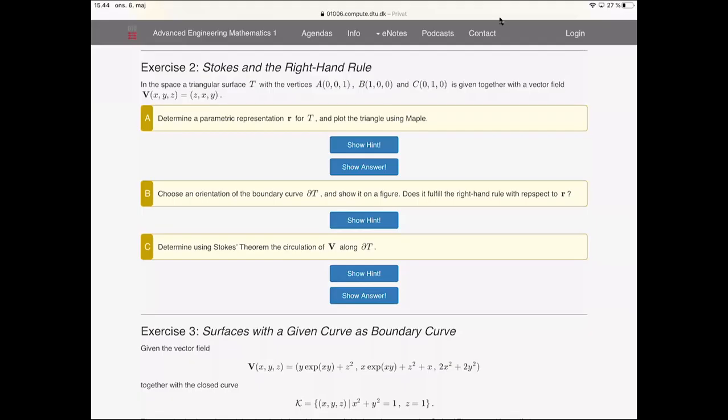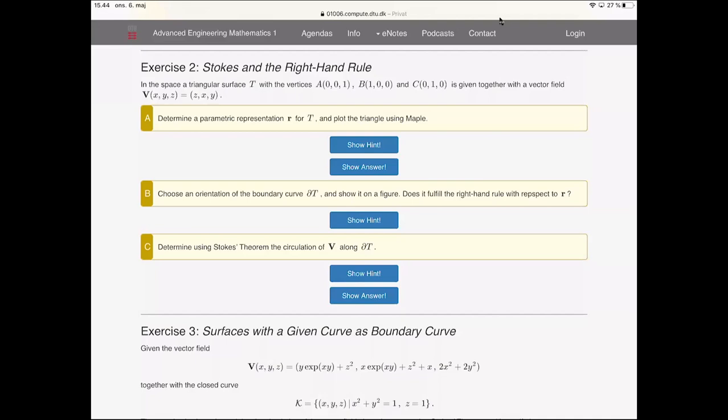Hello. I'm going to walk through exercises 2, 3, and 4 of the group exercises on the long day of this week. I start with exercise 2, and it's about Stokes and the right-hand rule.